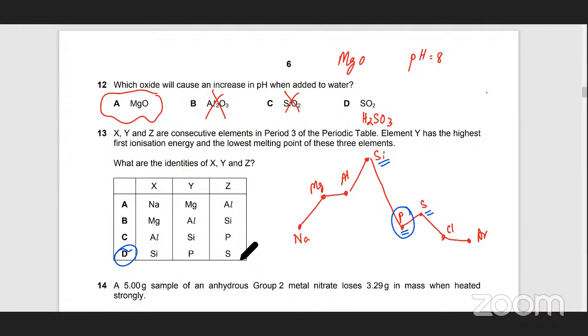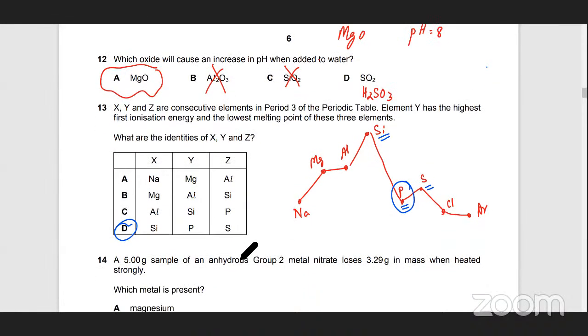Okay, is this clear? Rida, Hiba, is this clear? Abba, is this clear? I said then, we will also go through the ionization energies.